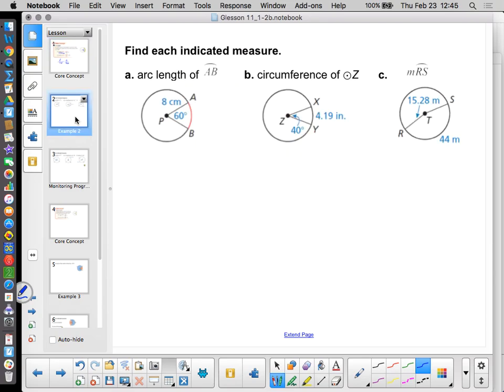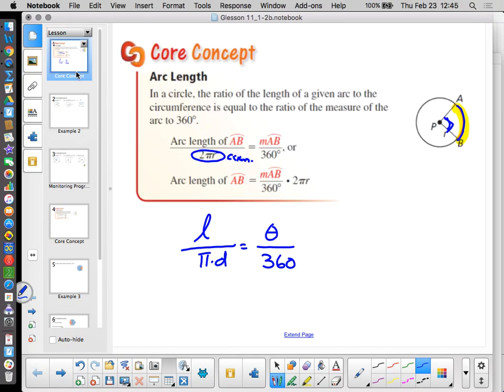Let's try it a little bit. Find the arc lengths indicated here using that formula. The reason why I like the original formula is because our unknown could be anywhere. Maybe I know the arc length, I need to find the diameter. Or maybe I know the arc length and diameter, I need to find the measure of the central angle. It really doesn't matter which one is unknown.